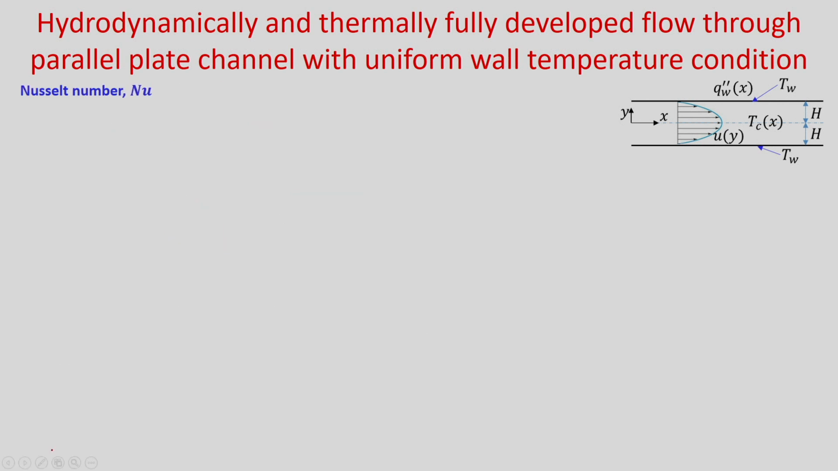Now we know the value of lambda square. If you put it in the series solution, where you have found the values of C naught, then C2, C4 and C6, you will get the temperature profile. Now, the next target is to find the Nusselt number.